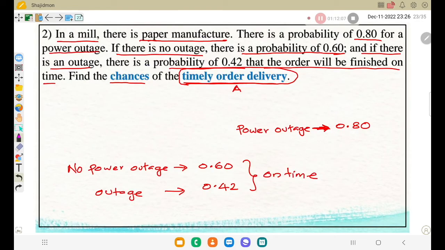Now what is the question you can think first? Is it Bayes theorem or total probability, like that? So what is the question here? Find the chances, that means find the probability of timely order delivery. That means what is the question? Probability of timely order delivery means A. What is P of A? That is the question. Probability of A, correct?